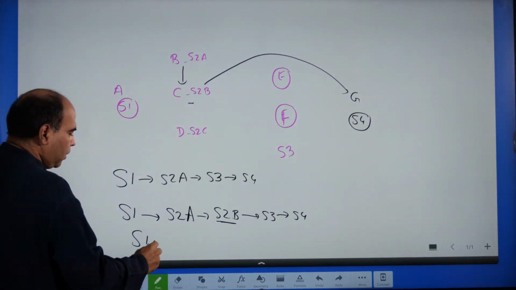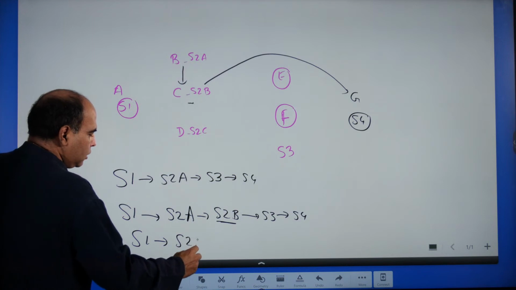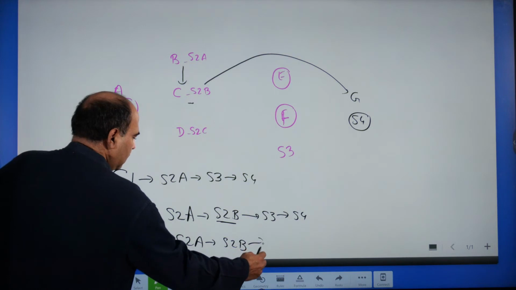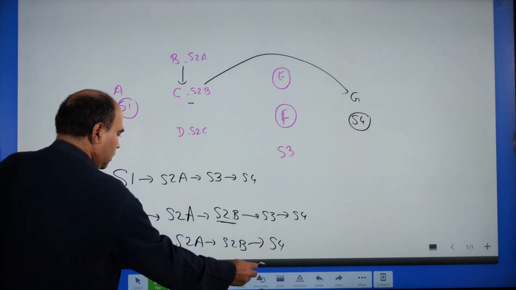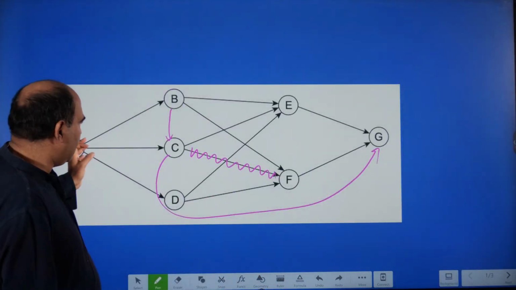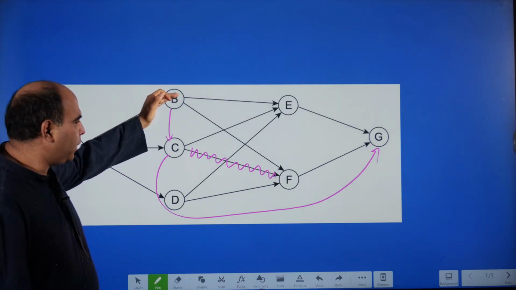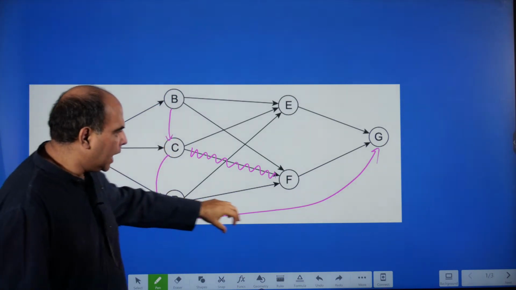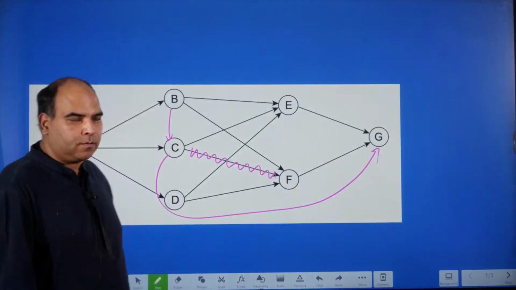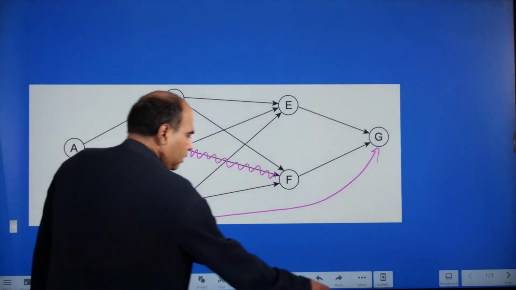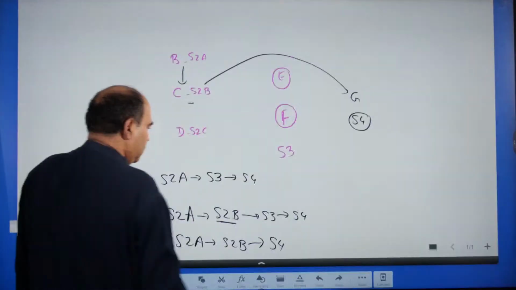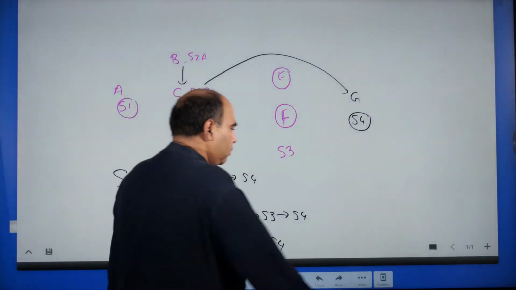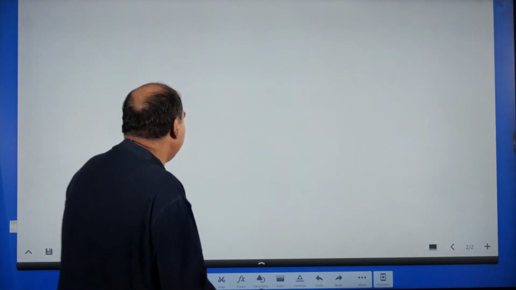So my third structural route here is S1, S2A, S2B and S4, because in my picture I can see that if I go S1 to S2A to S2B, I have an exit route directly to S4 which I should count. So these are my routes for going through S2A. Now then I'll think of my routes going through S2B.